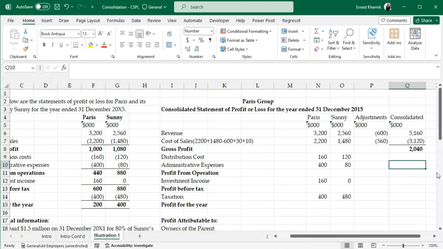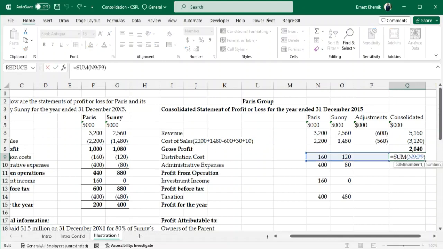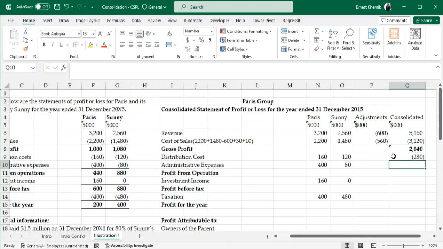Then the distribution costs. Nothing has been said about our distribution costs, so there's no adjustment here. So what we do is that we are going to have our alt equals and add everything there, and then I'm going to make it negative. I'm making it negative so that I can just add them together. All right, then we have our administrative expenses.